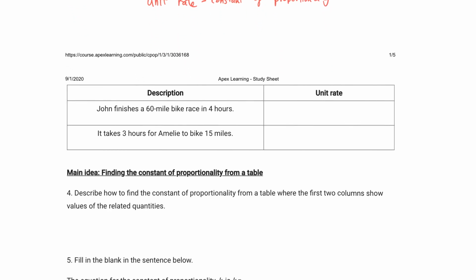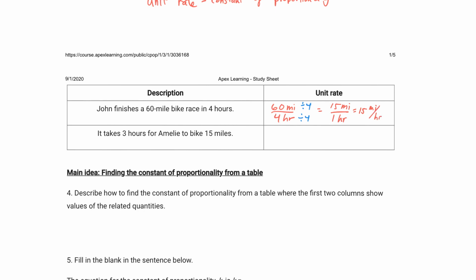So as we see here, John finishes a 60-mile bike race in 4 hours. What's the unit rate? Well, if it's 60 miles in 4 hours, remember, you have to divide both by the denominator. So 60 divided by 4 is 15 miles in 1 hour. Remember, unit rate has a 1 for a denominator, so you can just say 15 miles per hour.